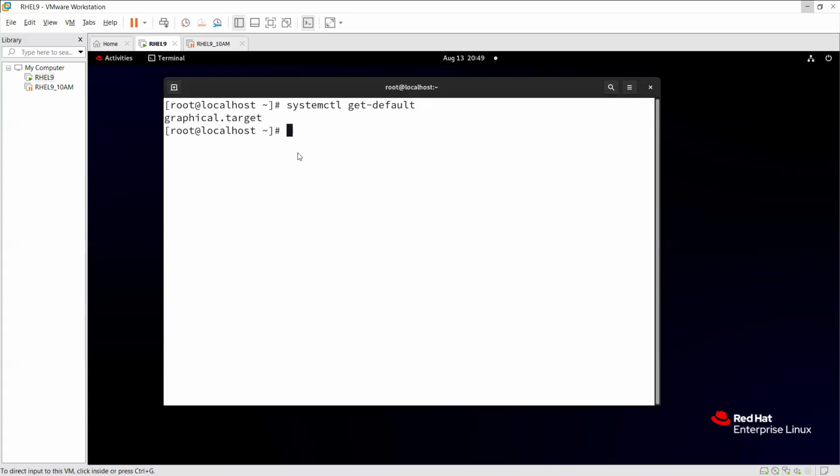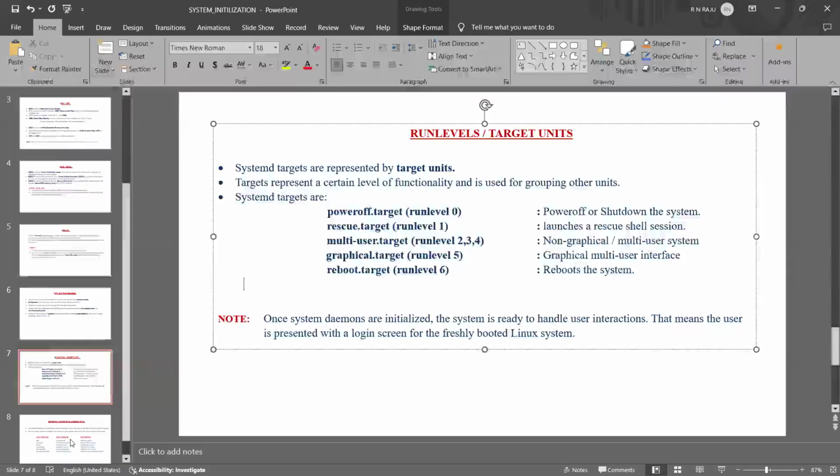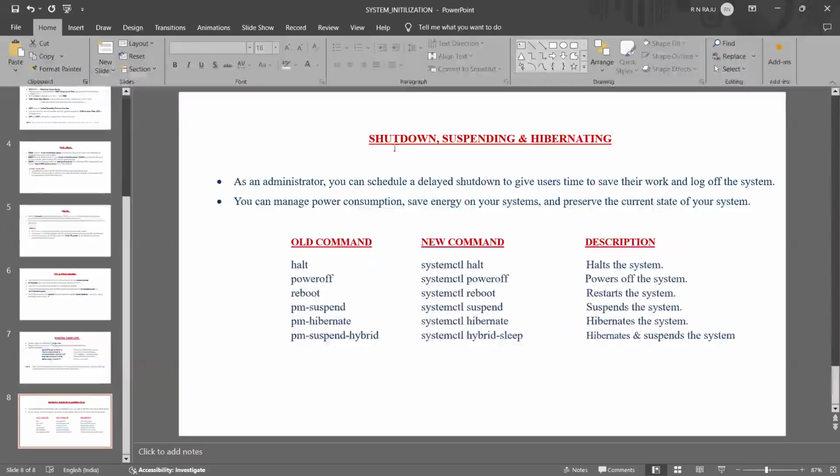Okay, the same way as the previous commands: how to shut down, how to suspend, how to hibernate the OS. The old init levels mean you will run the halt option, power off option, reboot command, suspend mode, hibernate mode.